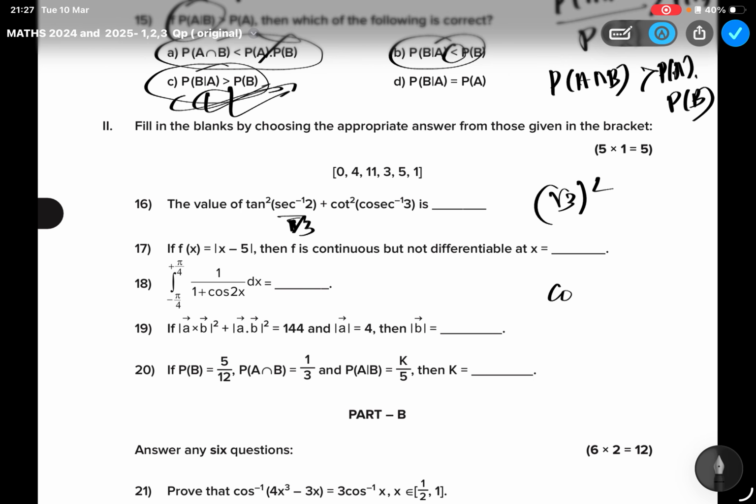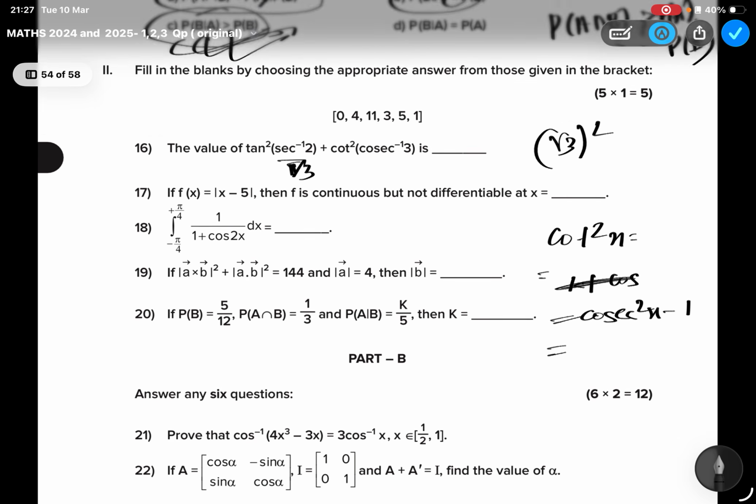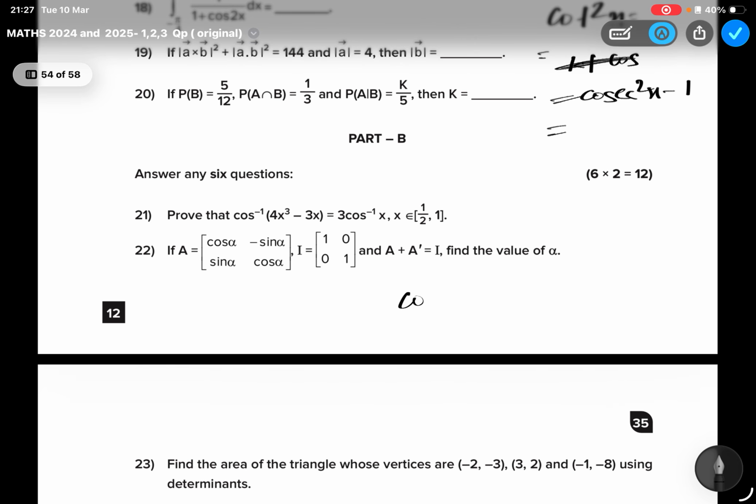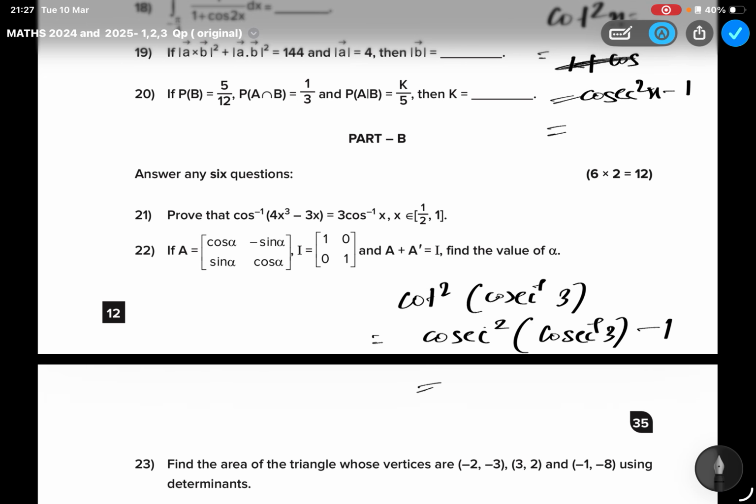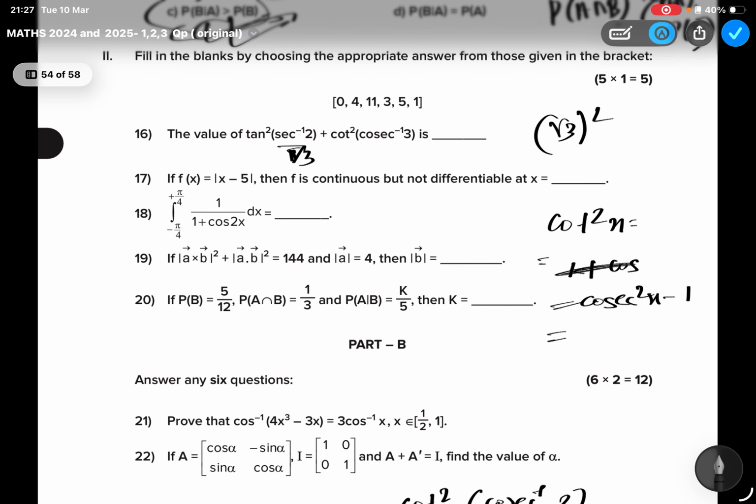You can write cot square x as cosec square x minus 1. Then here, I will write cot square of cosec inverse of 3 as cosec square of cosec inverse of 3 minus 1. The cosec and cosec inverse cancel. 3 square minus 1, 9 minus 1, it will be 8. The answer of this one is 8 and this one is 3. 8 plus 3 will be 11.